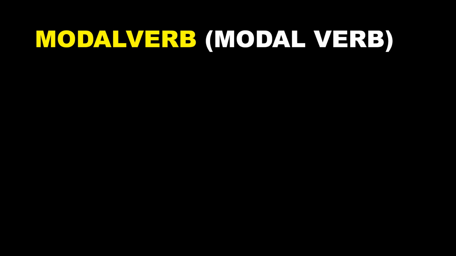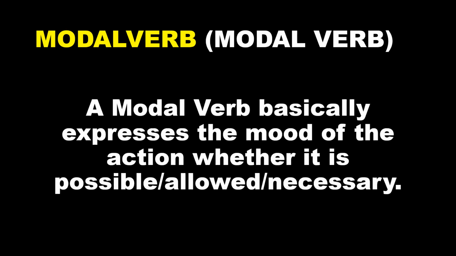Before going further, let's first understand what a modal verb is. In English, we call it modal verb. In German, we call it Modal Verb, and the article for this word is das Modal Verb. In very simple words, I have explained it here. A modal verb basically expresses the mood. A very important word here is the mood. A modal verb basically expresses the mood of the action, whether it is possible or allowed or necessary. And whenever we use a modal verb in a sentence, there will always be another verb in the sentence, which you may call the full verb.